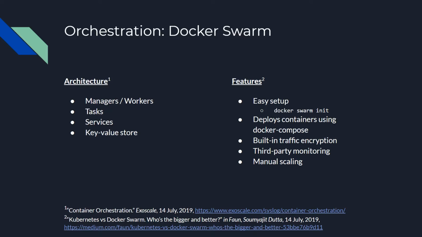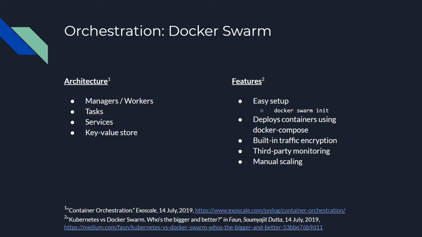The first orchestration software we're going to talk about is Docker Swarm, and with both of these orchestrators, we're going to talk about architecture, which is going to be more of just a high-level terminology of the orchestrator, and then some features that we can compare and contrast these two with. So Docker Swarm uses a manager-workers model, which is going to be very similar to a master-slave style model.